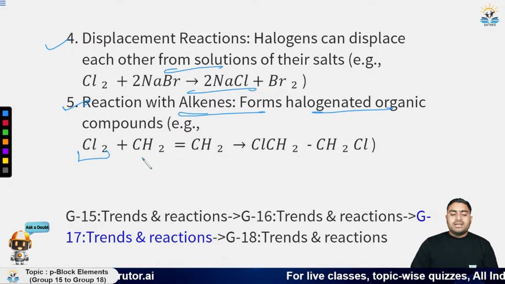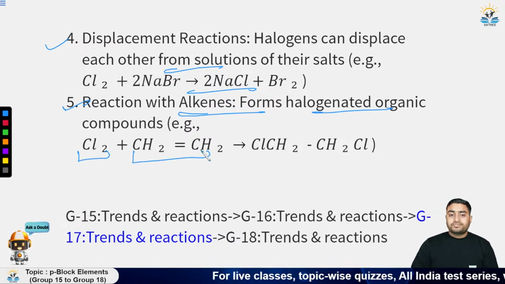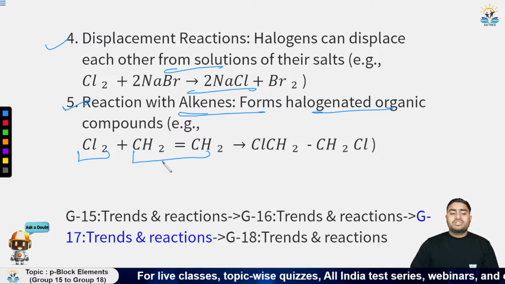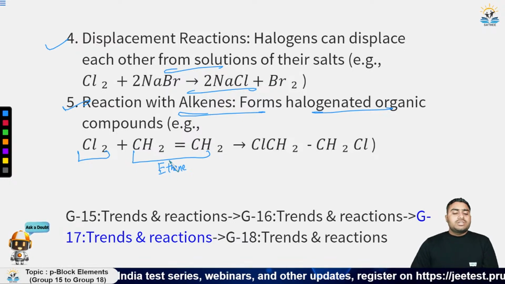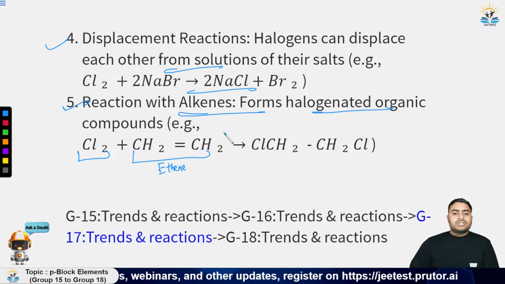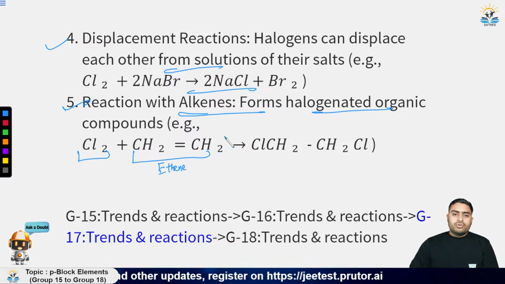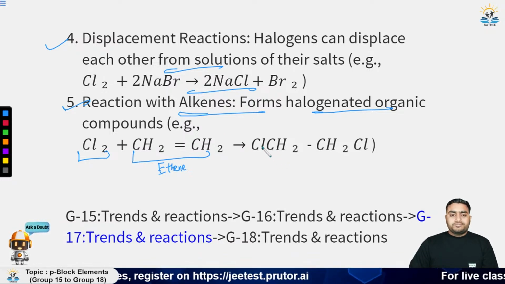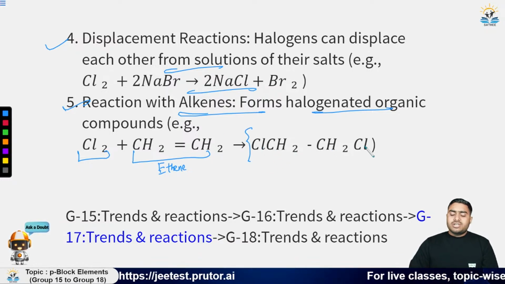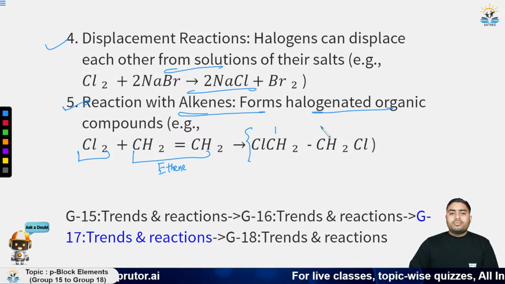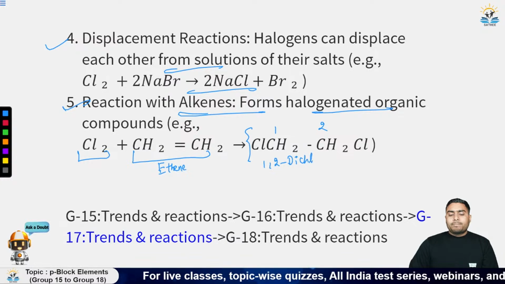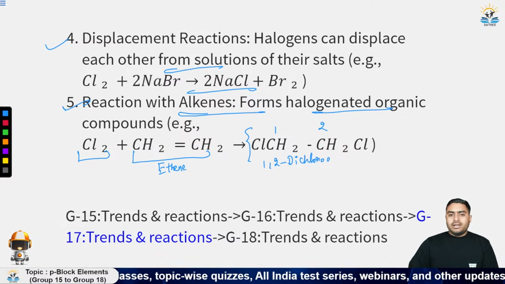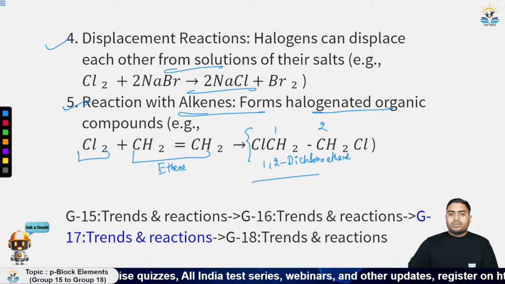So when chlorine is reacted with CH2=CH2, which is an alkene named ethene, you will get a clear idea about this reaction in organic chemistry. So Cl2 plus CH2=CH2 in presence of a solvent like CCl4 will form Cl-CH2-CH2-Cl. Okay, so this is 1,2-dichloroethane.